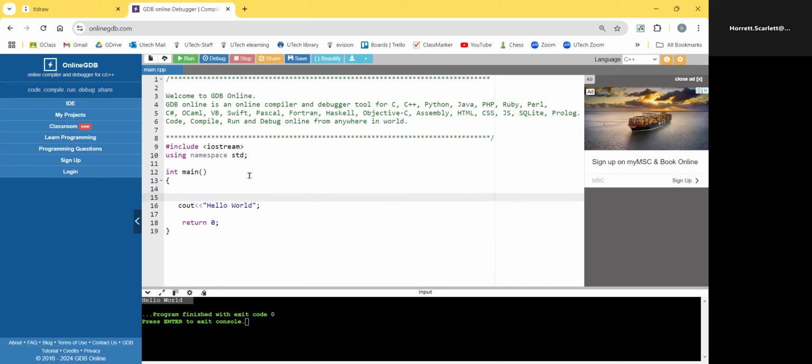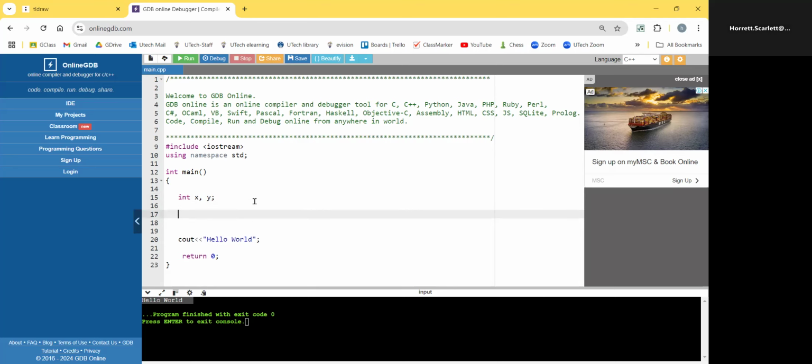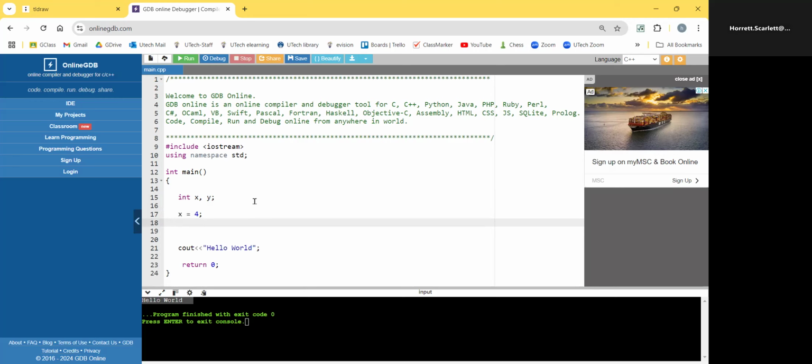So let's create a few variables. I'm going to create two integer variables. Let's call the integer variables x and y. And let us put some values into these variables. So let's say in x, we are putting the value 4. And in y, we are putting the value 5.